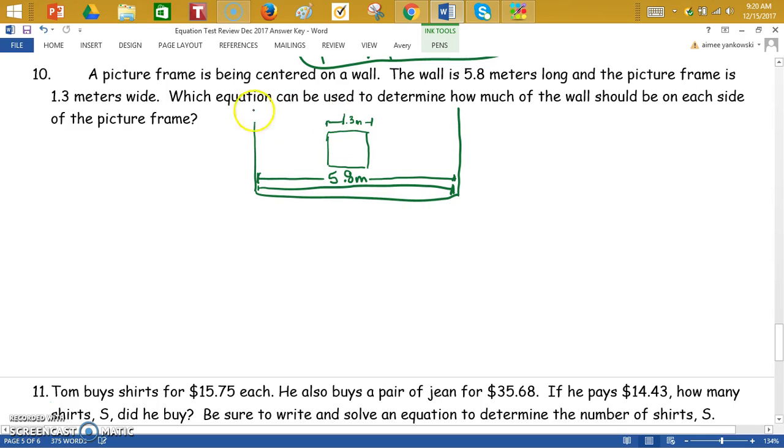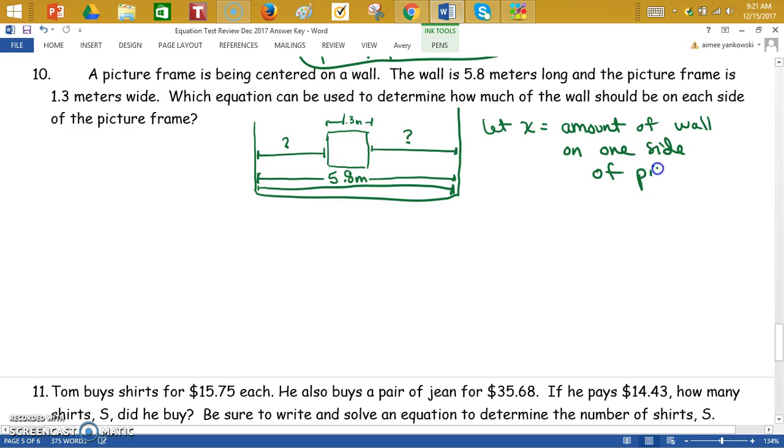So as I try to get it centered, it says, well, it must be multiple choice maybe because it says which equation. So I want to write an equation that can be used to determine how much of the wall on each side. So if I want to know how much of the wall on each side, what I'm really looking for is what would just one of these measurements be. So I could let x equal the amount of wall, or the length of the wall on one side of the picture frame.